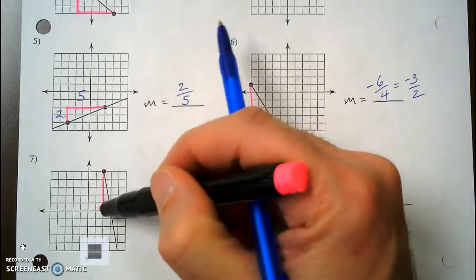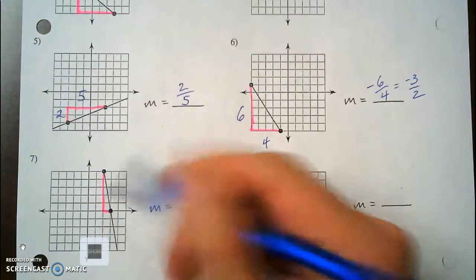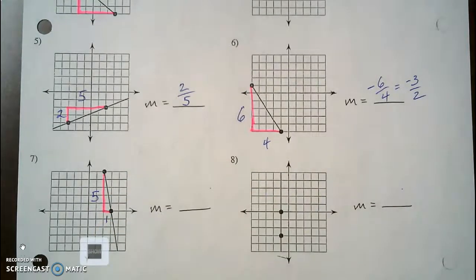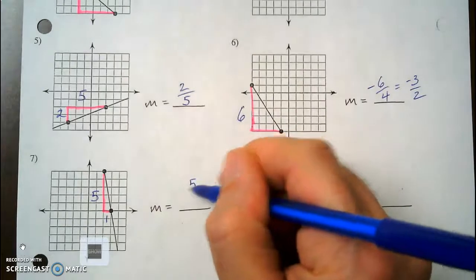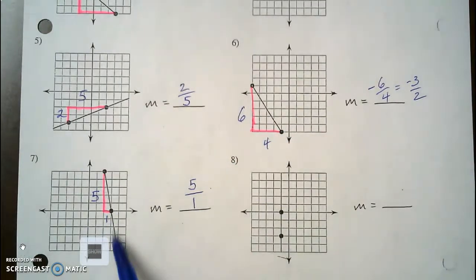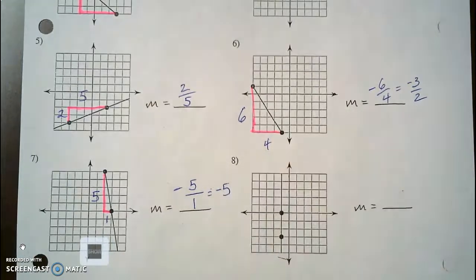Last 2, let's see how you did. Looks like 1, 2, 3, 4, 5. And that's a 1. Rise over run. Looks like that one is falling down. So that's going to be a negative. And if it divides evenly, you can divide it. You don't have to, though, for me. Unless the directions were to say simplify.